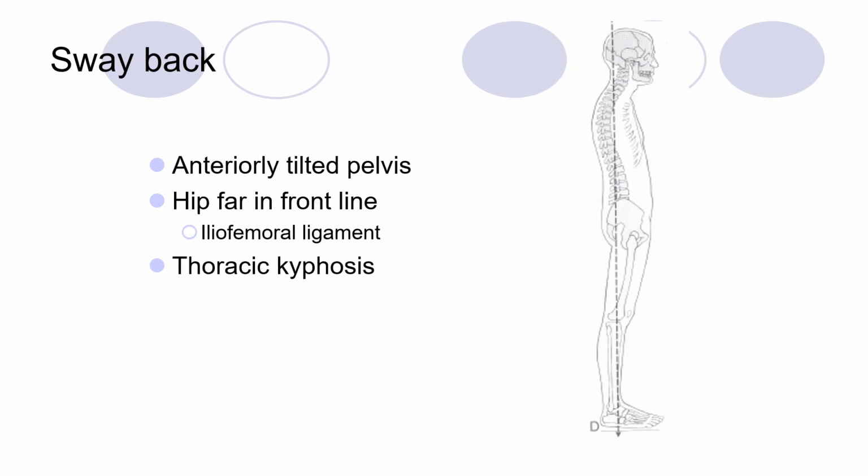The next posture is the sway back. Now, this particular posture can often be seen in people with occupations that require them to be on their feet for most of the day. For example, physiotherapists. In this posture, the most obvious feature is that the hip is far in front of the line of gravity. Accompanying this are the presence of an anteriorly tilted pelvis and a thoracic kyphosis.